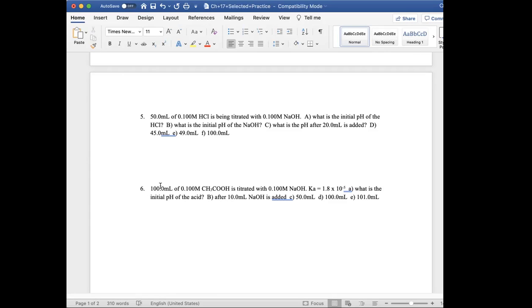I get 0.0099. So that's how many moles of OH minus there is. We divide that by the total volume, which is now 0.2. And then I get 0.049, so that's 4.9 E negative 2. Then 2 minus log of 4.9, and I get 1.3 for the pOH. And then 14 minus that.